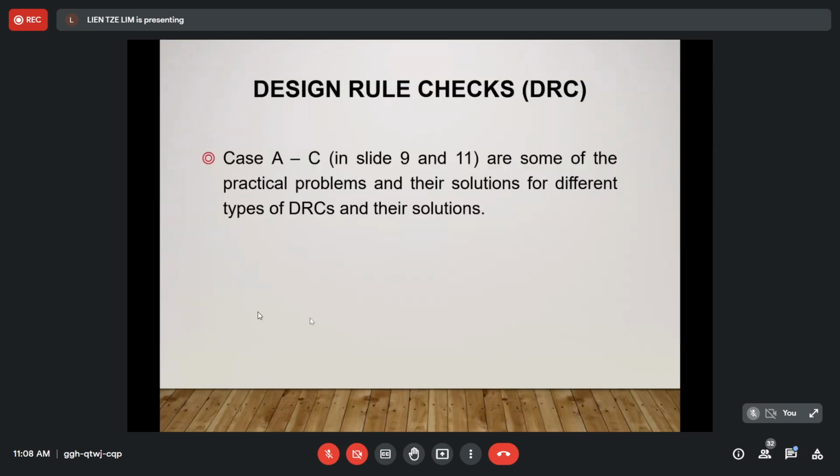Okay, and then there are a few of the cases here, case A to case C. These cases are shown in the next few slides, in slides 9 to 11. These are the practical problems and the solutions for different types of DRC violations.